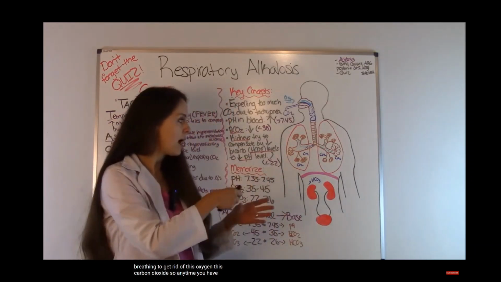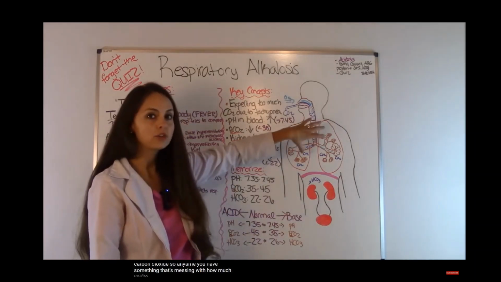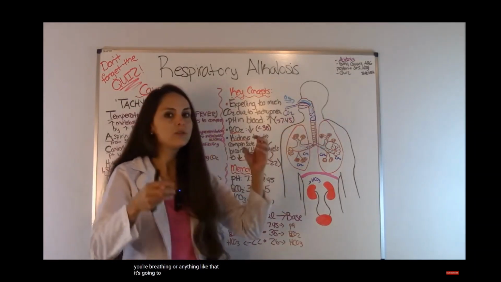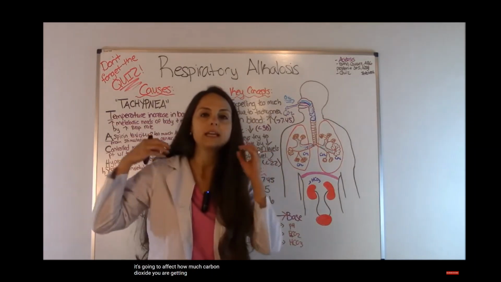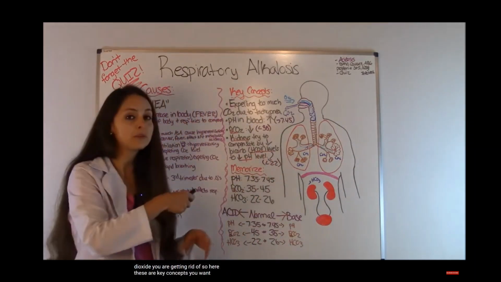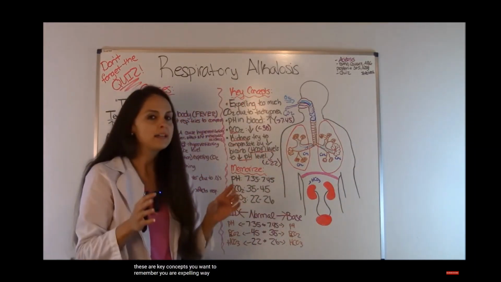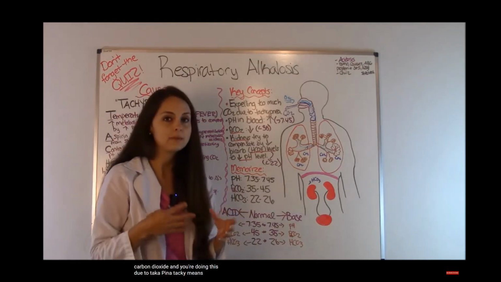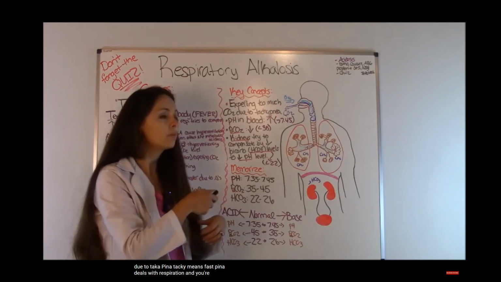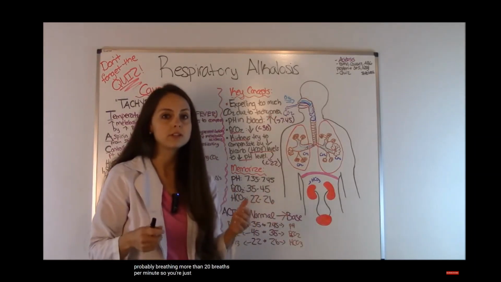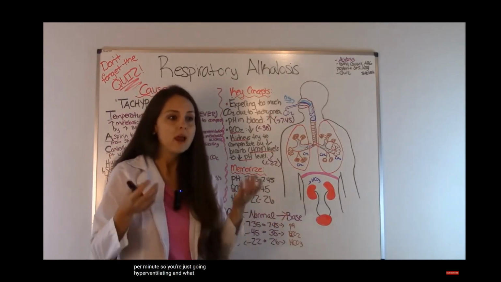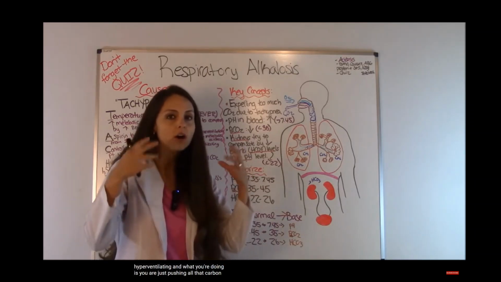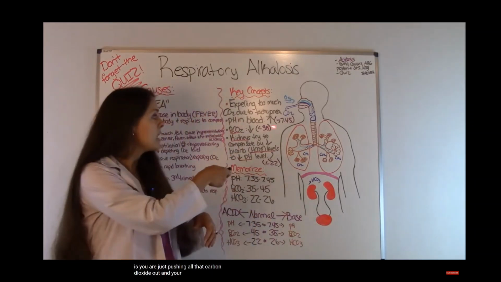So anytime you have something that's messing with how much you're breathing, it's going to affect how much carbon dioxide you are getting rid of. Here are the key concepts you want to remember. You are expelling way too much carbon dioxide, and you're doing this due to tachypnea. Tachy means fast, pnea deals with respiration, and you're probably breathing more than 20 breaths per minute, so you're hyperventilating and pushing all that carbon dioxide out. And your body does not like that.